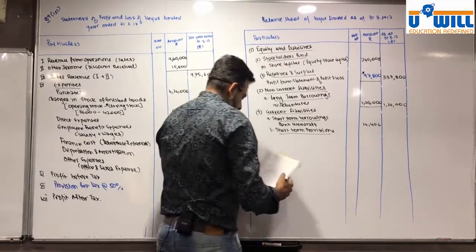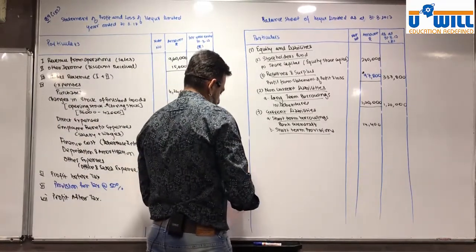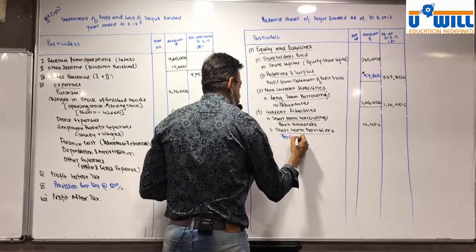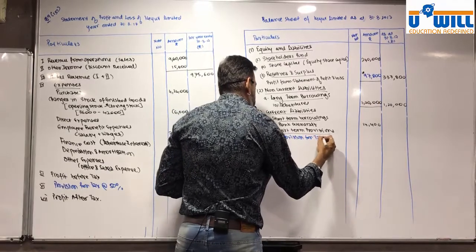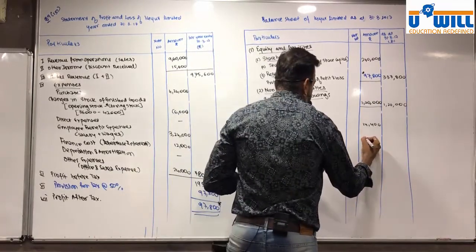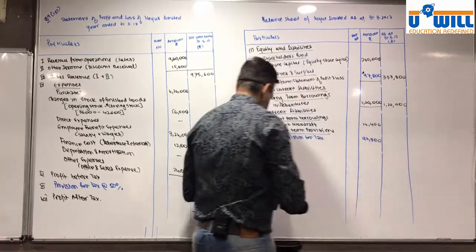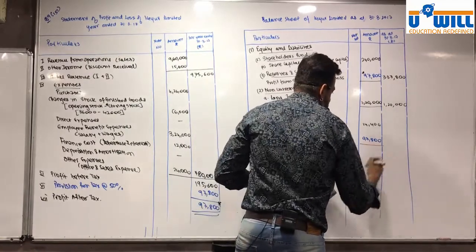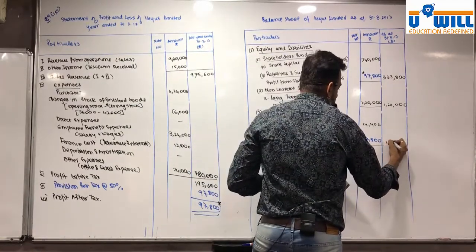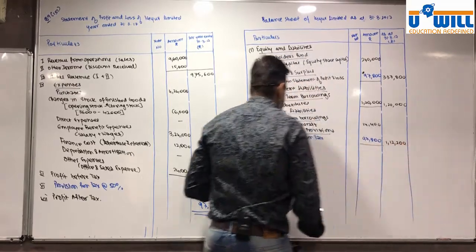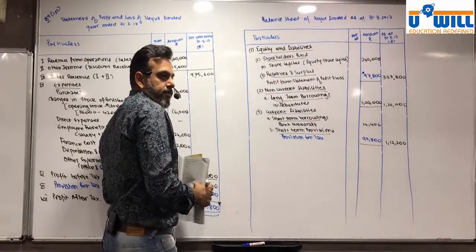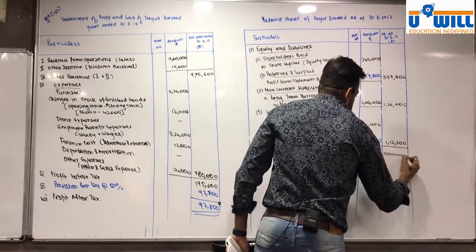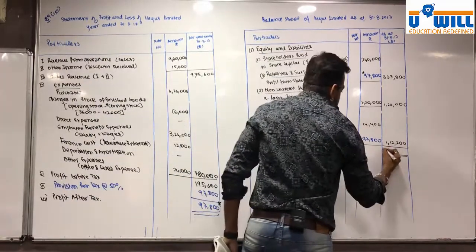Now in short-term provision we have provision for tax. Amount is 97,800. 97,800 total 1,12,200. That's it. $5,70,000.